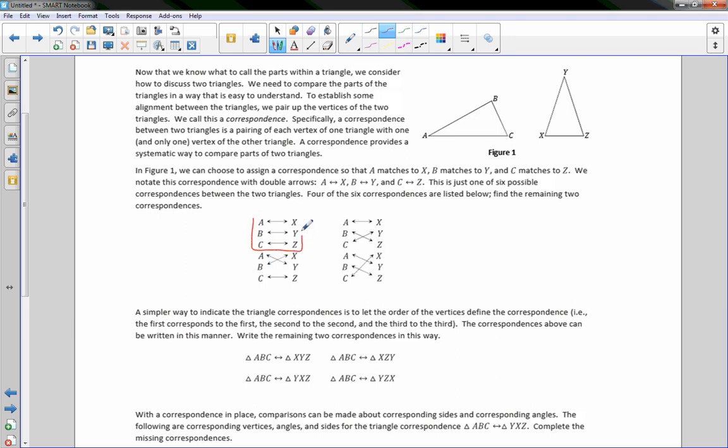So I'm going to color code these to show you what they're doing. So here they're saying A is to X. So here's A, here's X. B is to Y. So I'll put 2 marks for B, and that's to Y. And C is to Z. Okay, there is one correspondence.